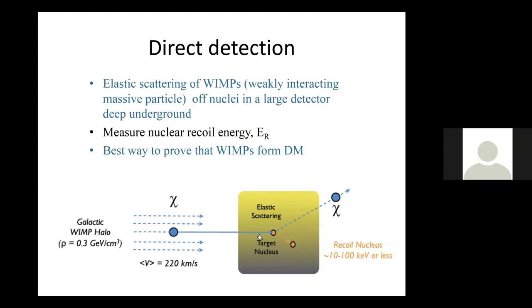We are surrounded by a wind of dark matter. It can hit a nucleus and elastically scatter. And what is observed is the tiny recoil energy of the nucleus, which is of the order of a few hundred kilo electron volts. So this is definitely the best way to prove that WIMPs form dark matter.